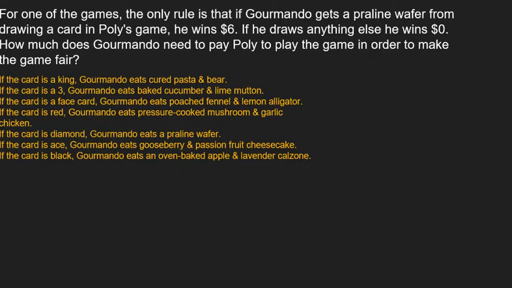Next, for one of the games, the only rule is that if Gormando draws a praline wafer card in Polly's game, he gets $6. And if he draws anything else, he wins a 0. So this is just a weird, kind of an odd little game, isn't it? He either draws the praline wafer, which is right here, and gets $6, or he gets nothing. So the question is, how much does he need to pay Polly to play the game in order to make this a fair game?